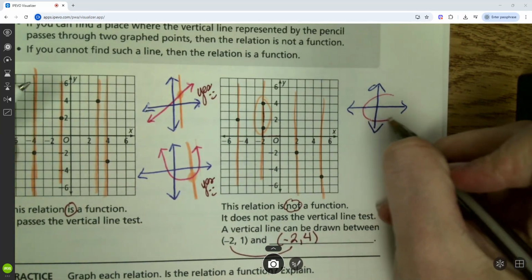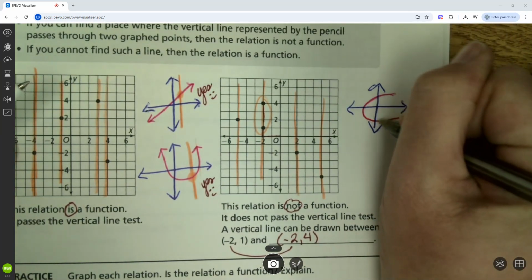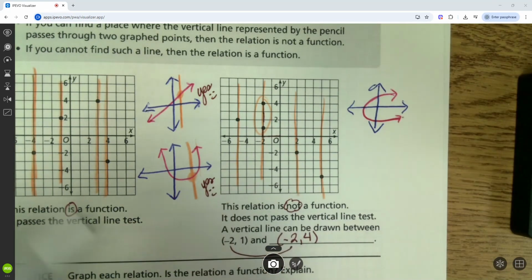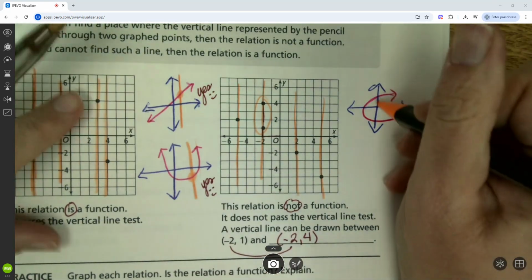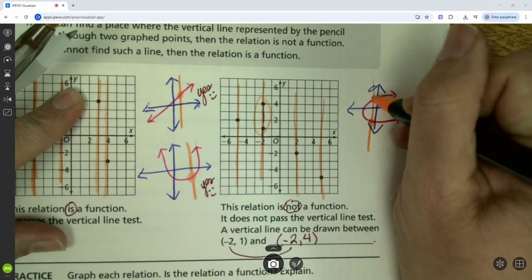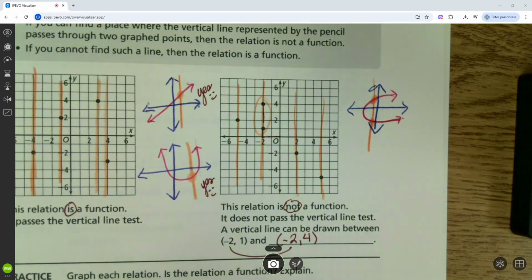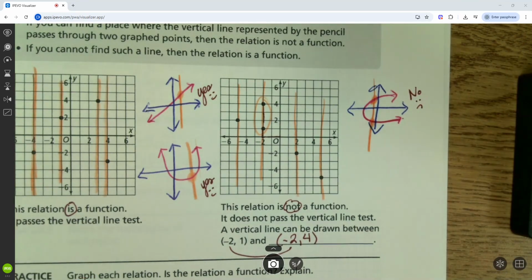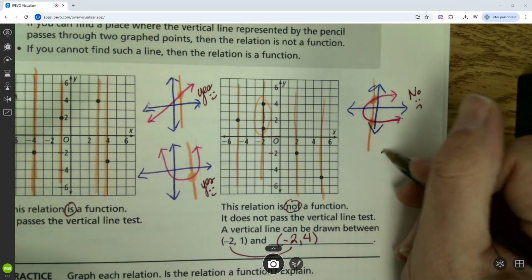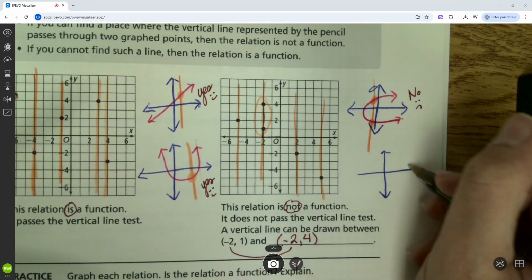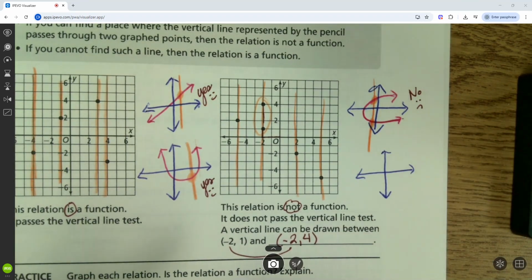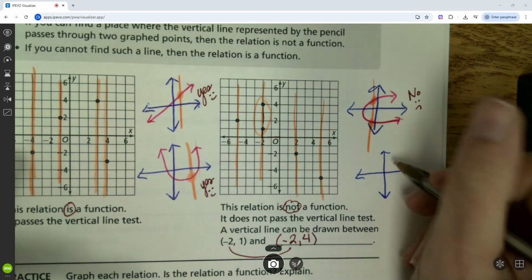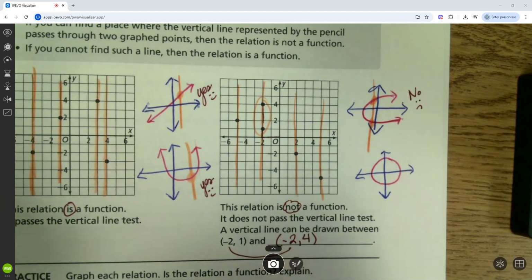Okay, what if my parabola is laying down this way? Well, again, if I draw a vertical line through the center, look, that touched twice. So this does not pass the vertical line test. It is not a function. I don't know why I play a sad face, but I guess I just love functions and I want them to pass, right?